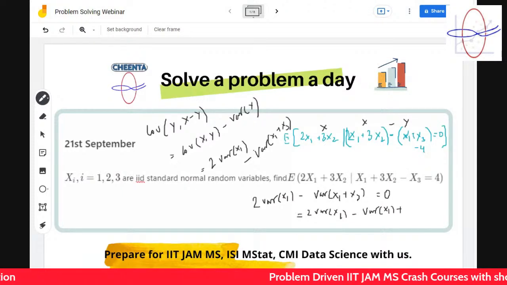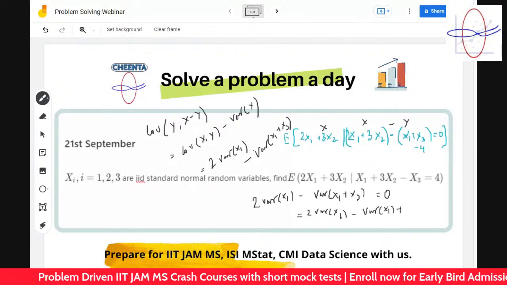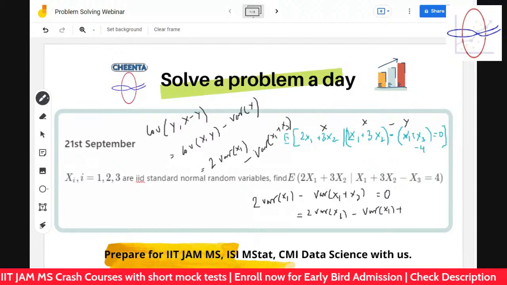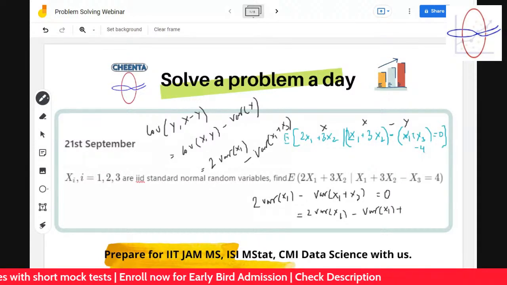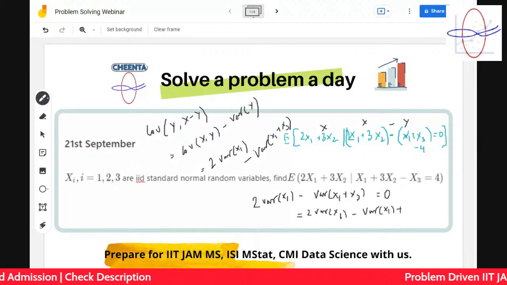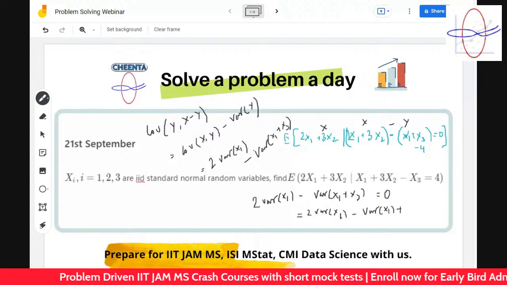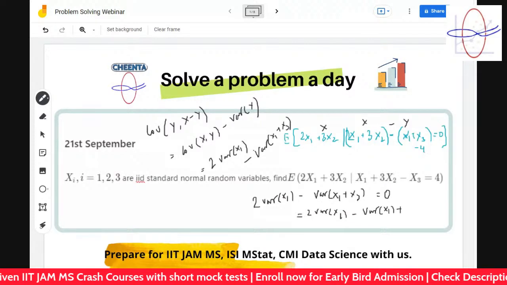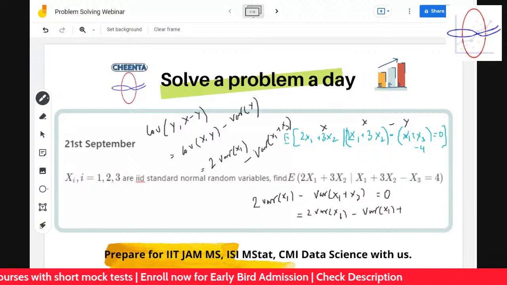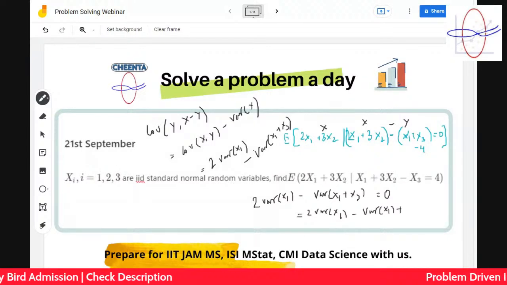Everything clear? So understand why we are using the covariance over here, because covariance of two normal random variables is 0 if and only if they're independent. So we have shown that y and x minus y are independent by showing that their covariance is 0. Right, guys? All of you understood this? You enjoy this problem? So it's a very intricate problem, and we proved it that y and x minus y are independent.